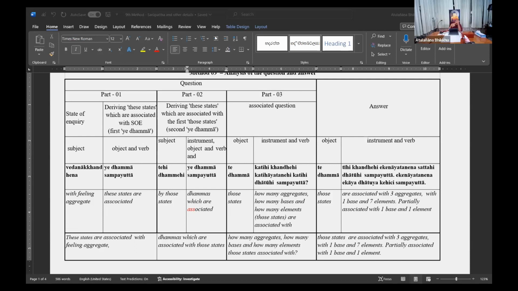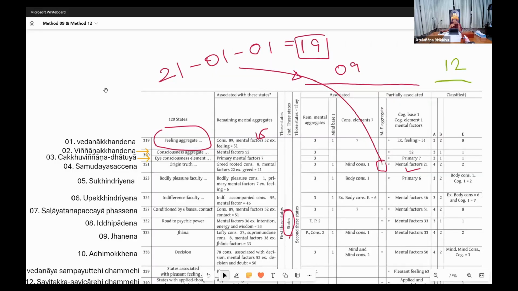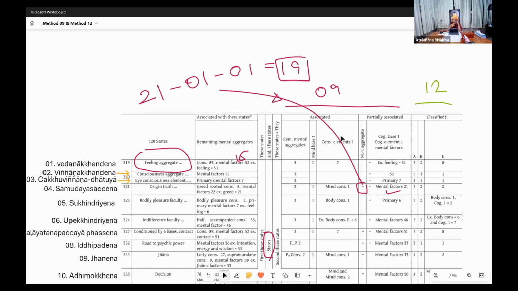Your answer is correct. But again, we have to think there are connected methods. Now, can you remember now? I told here, right? Now we are doing the 9th method. Here we see the association, right? And for the method number 12, we have the classification, right? Classified. So, yeah, I think you're correct. It's connected, right? The Yedhamma, the second Yedhamma is the same for both methods.